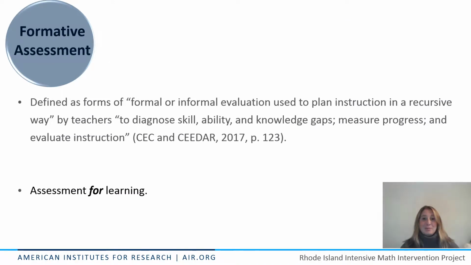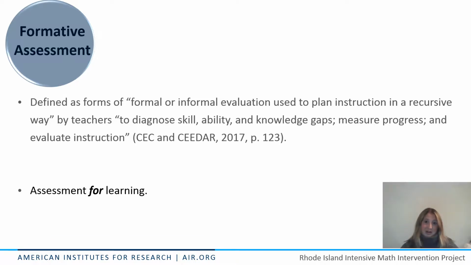What is formative assessment? It's an assessment for learning. They're brief measures of direct student performance, typically administered to all students during benchmarking and some students for progress monitoring. There are formal and informal versions of formative assessment. Formative assessments are iterative, meaning they're administered throughout instruction to help guide instructional decisions.